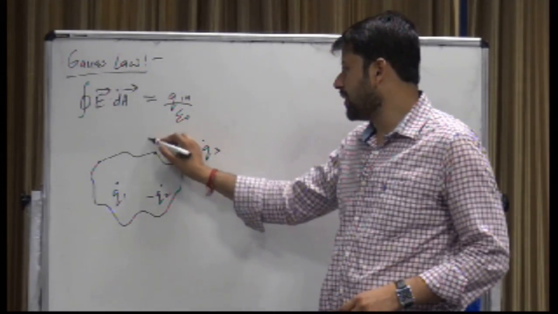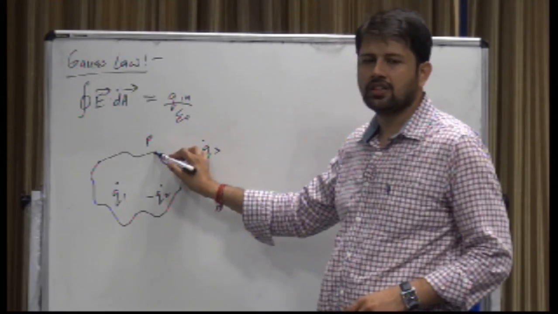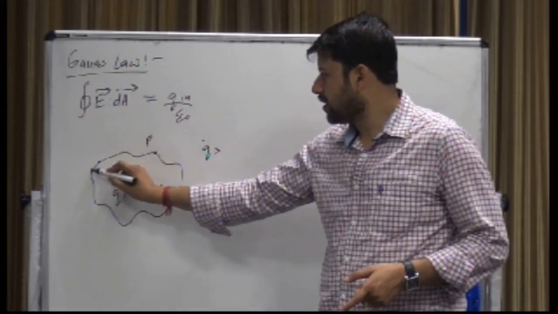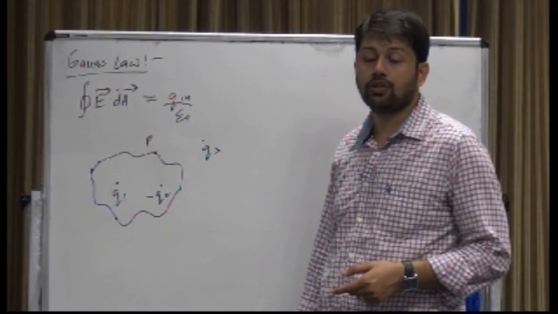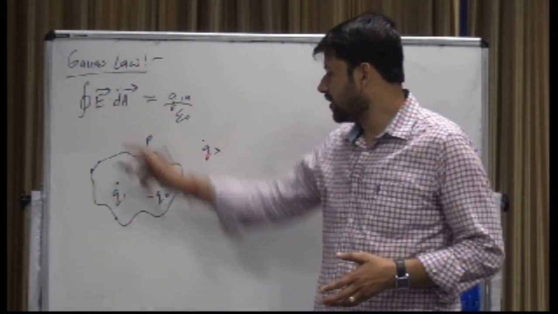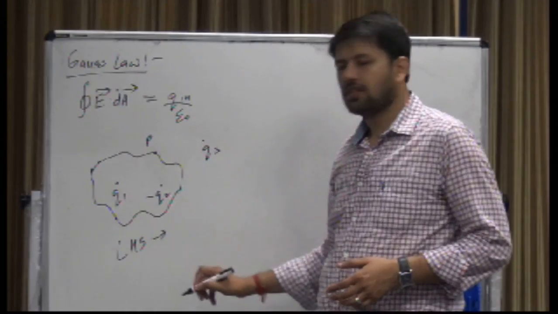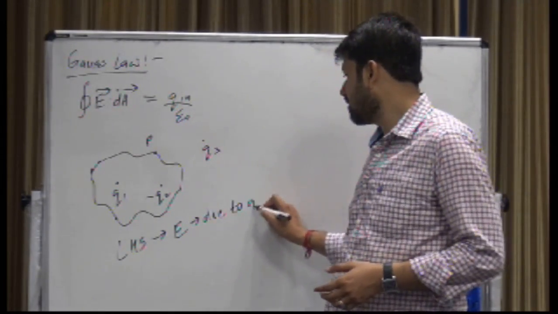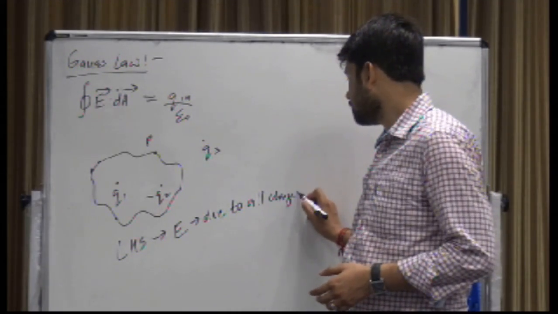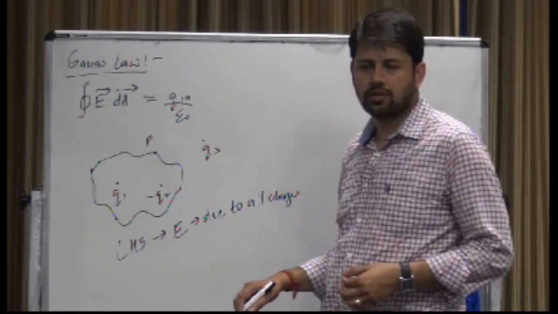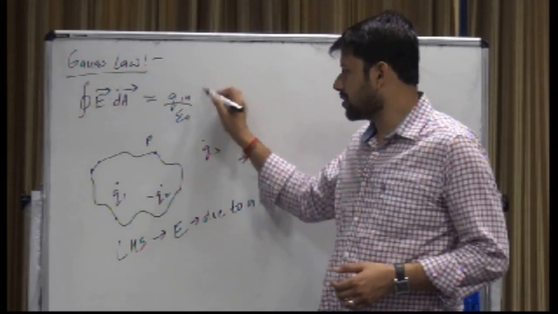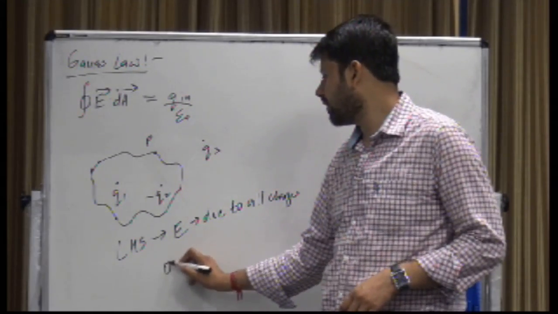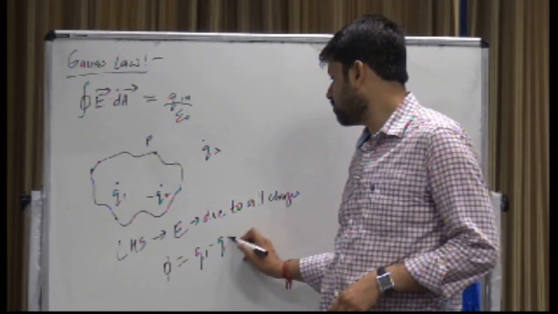Let's pick a point P. At this point, the field would be because of all the three charges. Everywhere the field would be due to all the three charges. So on the LHS, E is due to all charges. But in the RHS you can see only the inner charges are considered. So the charge enclosed would come out to be Q1 minus Q2.